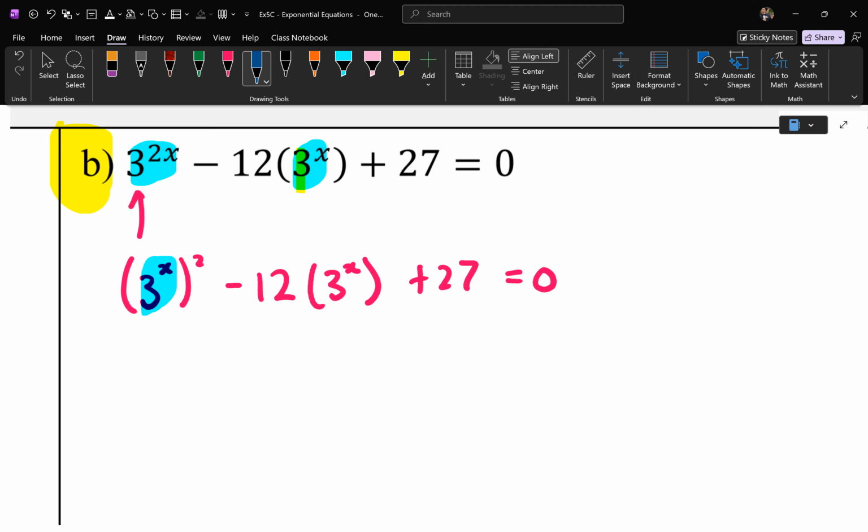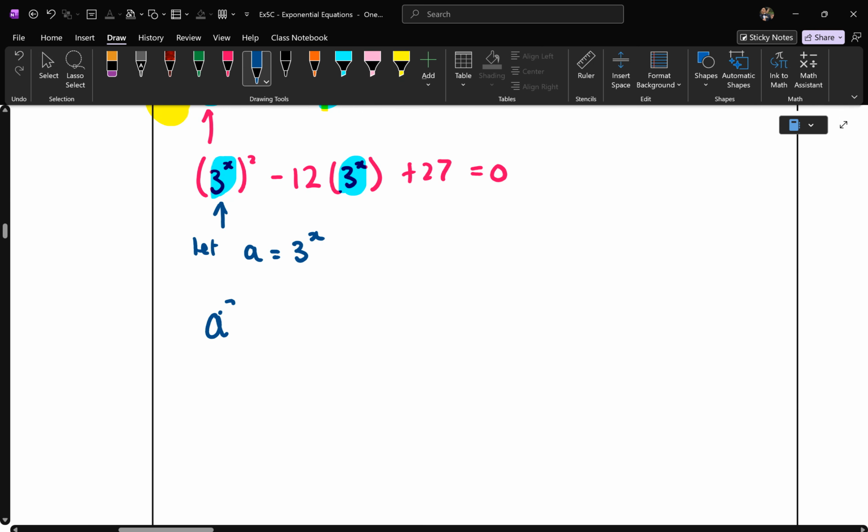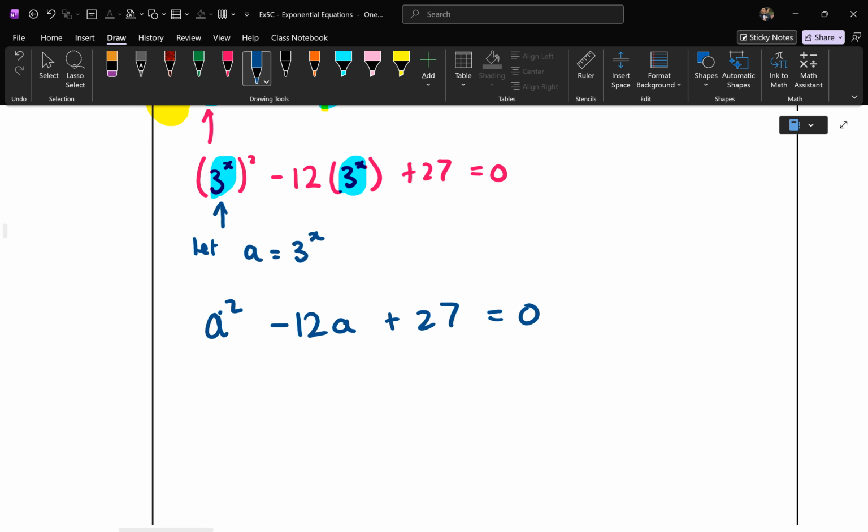And hopefully, if it still doesn't help, you could also then say, let a, or whatever letter you want, equal 3 to the x, and you end up with something like this. You end up with a squared minus 12 times a plus 27, and suddenly that feels a lot easier to do. Okay, so then using quadratics, let's see if we can do cross method.